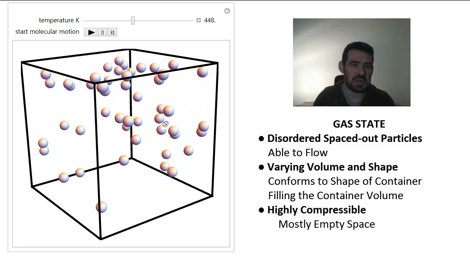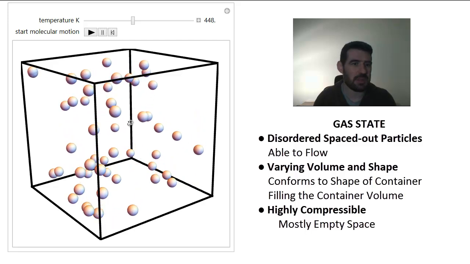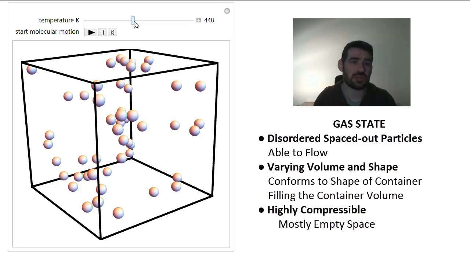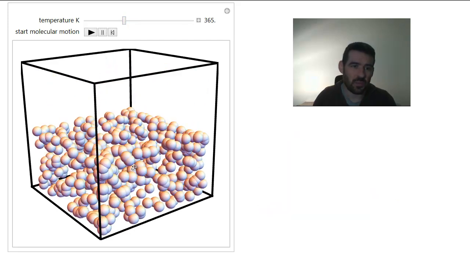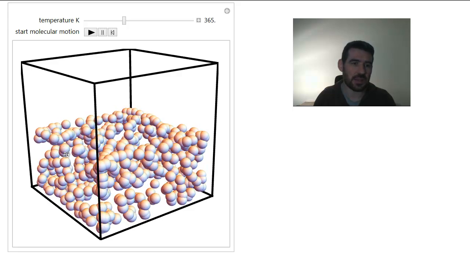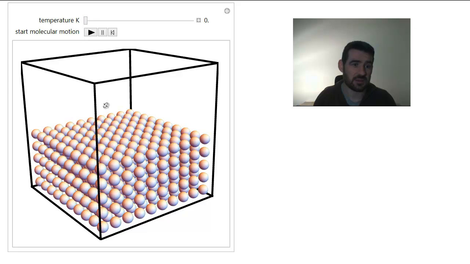One particle spends most of its time isolated from the other particles, and then every so often they may bang into each other or bang into the sides of the container. This is very different to the liquid phase, where the particles are almost always in contact with another particle, or in the solid phase, where those particles are really, really organized and are always touching or always next to the same particles.